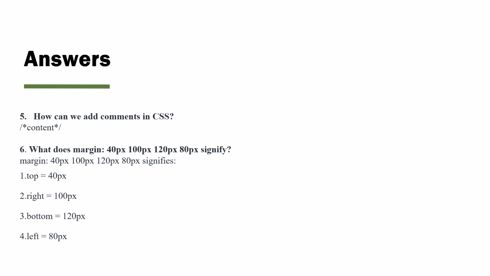The next question is, what does margin signify in CSS? The margins are 40 px, 100 px, 120 px and 80 px. So the top margin is 40 px, the right margin is 100 px, the bottom margin is 120 px and the left margin is 80 px.